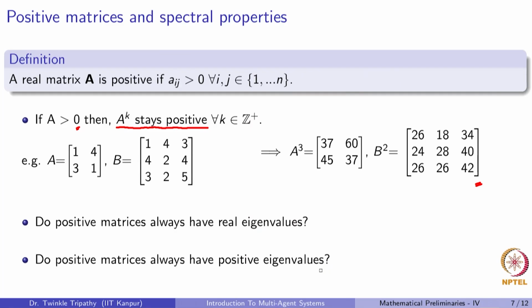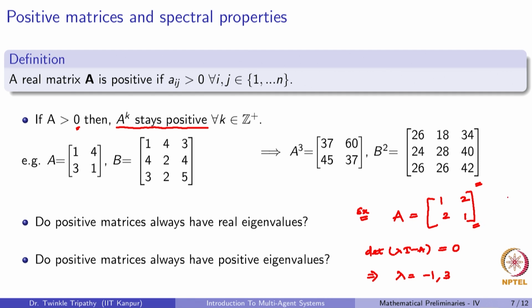So the answer to this question is no. Positive matrices need not always have all positive eigenvalues. For example, let us consider an A matrix of this form. If we figure out the characteristic polynomial and try to find its roots, it can be very easily checked that the eigenvalues in this case are actually -1 and 3, meaning what we have is a completely positive matrix A, but it can still have eigenvalues which are negative.